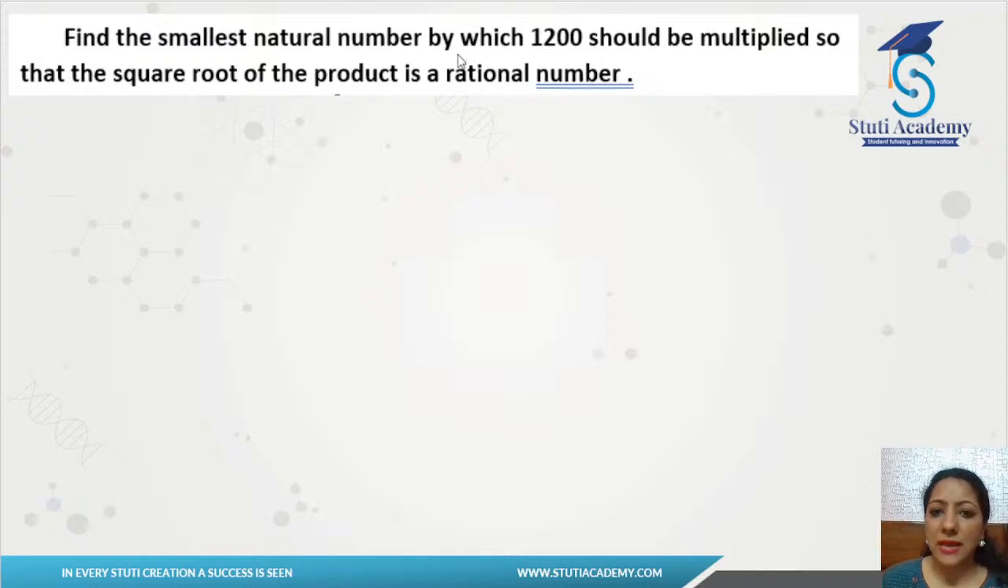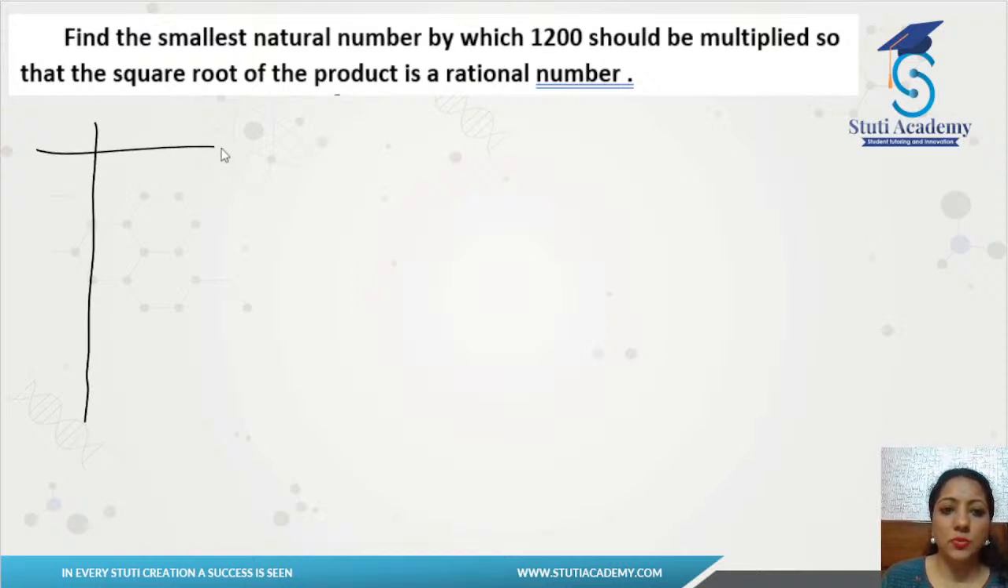Find the smallest natural number by which 1200 should be multiplied so that the square root of the product is a rational number. I'm repeating the question. Find the smallest natural number by which 1200 should be multiplied so that the square root of the product is a rational number.